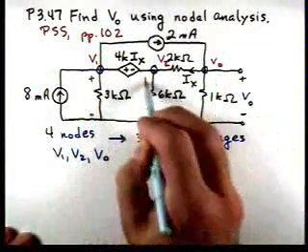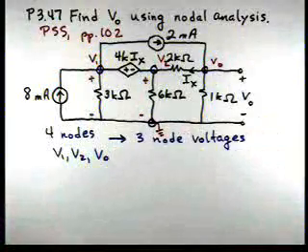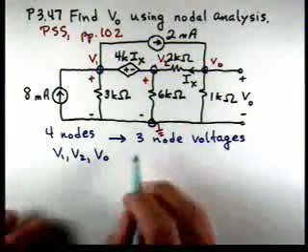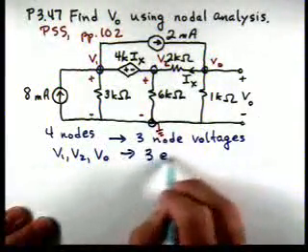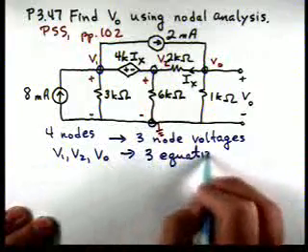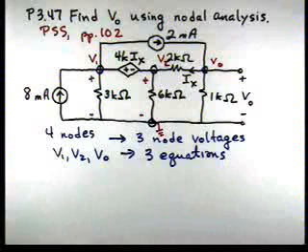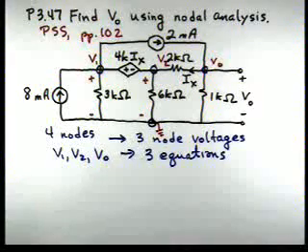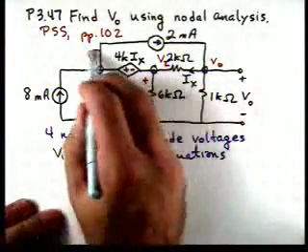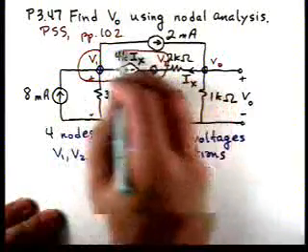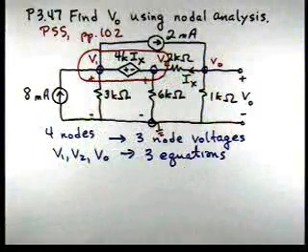Remember the polarities of those node voltages. And then we're going to have to write 3 equations to solve for those 3 node voltages. Now, notice that our dependent voltage source is connected between 2 non-reference nodes. So we're going to have to use a supernode in this problem. And there's a supernode shown on the diagram.